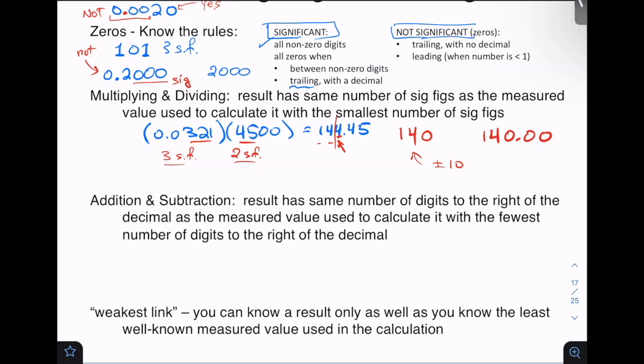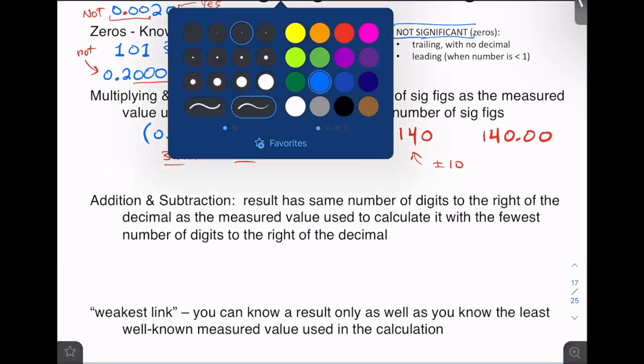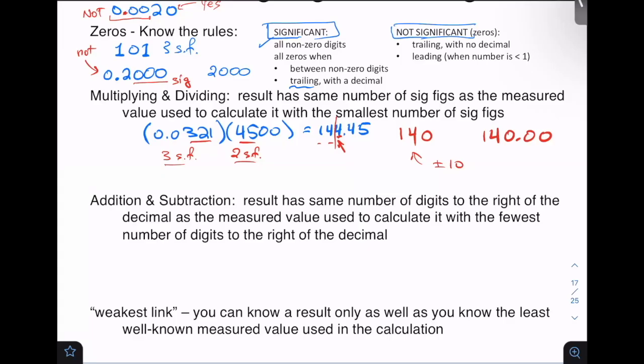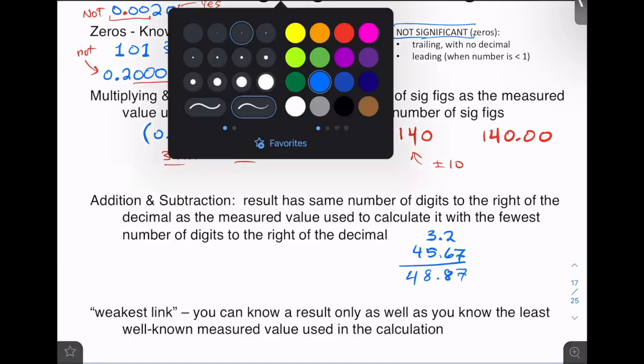All right, when we're doing addition and subtraction, it's a little different. Here we're looking at the sensitivity of the numbers, not so much the number of significant digits. So, for example, if I have 2 numbers that I need to add, 3.2 and 45.67, first of all, let's just add them up. We line up the decimal points, and we add them up. So that's 48.87. Okay, let me make that a little neater for you. Now, how many significant digits are there in the 3.2?